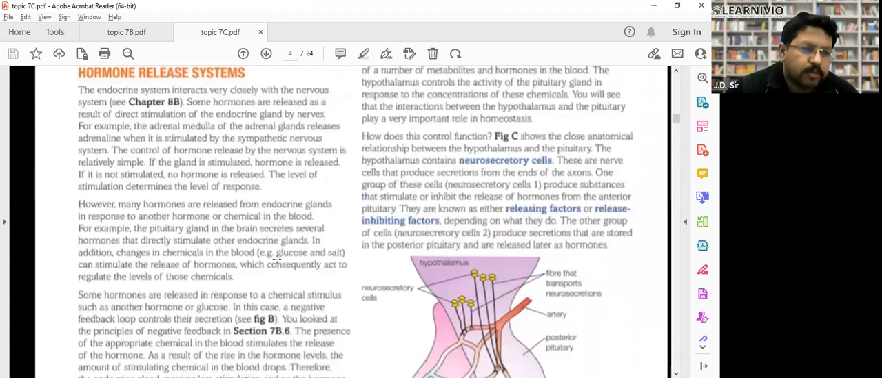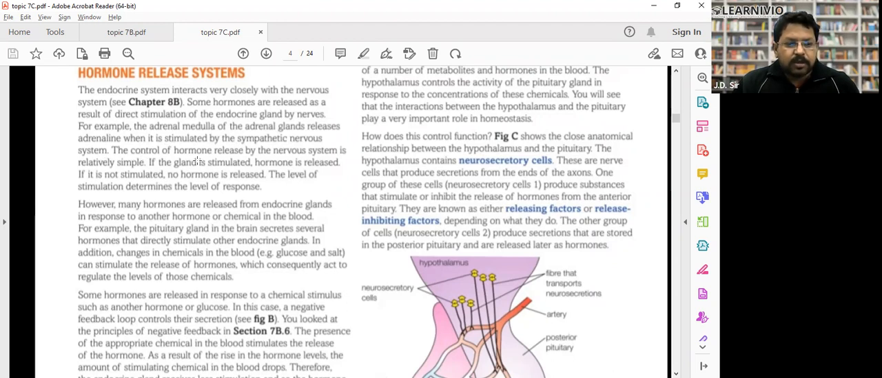Let's read it out. The endocrine system interacts very closely with the nervous system. Some hormones are released as a result of direct stimulation of the endocrine gland by nerves. For example, the adrenal medulla of the adrenal gland releases adrenaline when it is stimulated by the sympathetic nervous system.